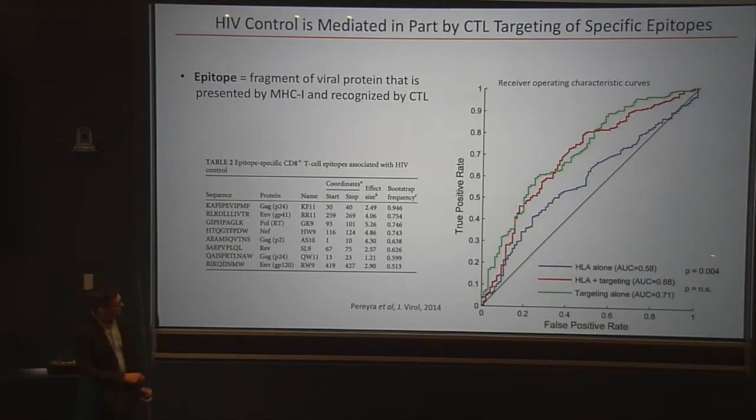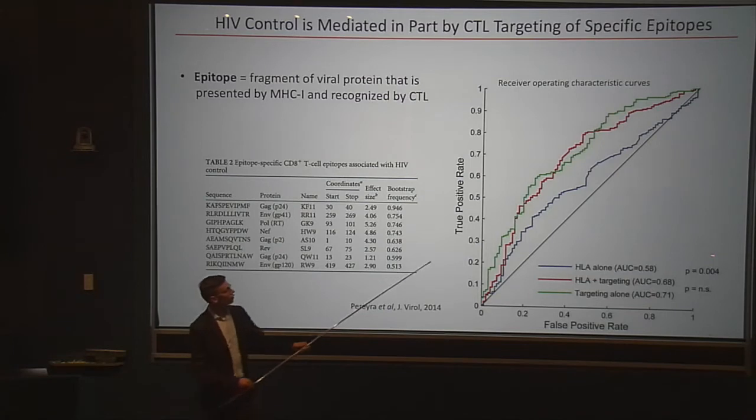So this was a study, again, by the Walker lab, where they mapped a lot of T cell responses, asked what parts of the virus are being targeted, and then they built this into a model to predict whether or not someone would be a controller or not. And you can see this is just with the MHC type alone, which we know is associated with control. If you actually then build into the model the parts of the virus that are being targeted, the model does better.